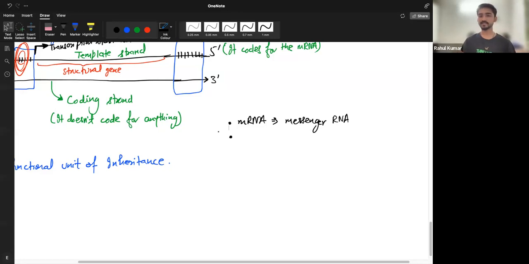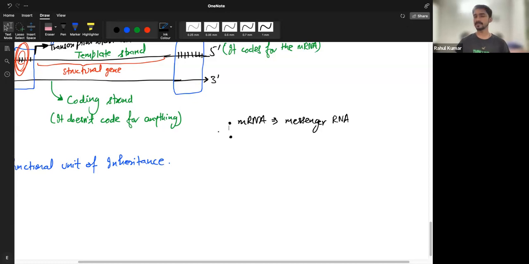Why do you think it's called a messenger RNA? I think because it carries a message from nucleus to cytoplasm. Exactly. Perfect. So if you knew the answer, you should have spoken earlier, right? So speak as you get the opportunity. You're right. Messenger RNA carries a message from nucleus to the cytoplasm.